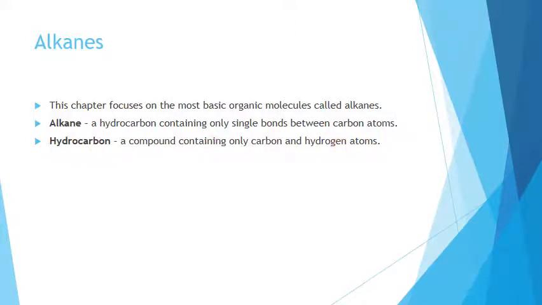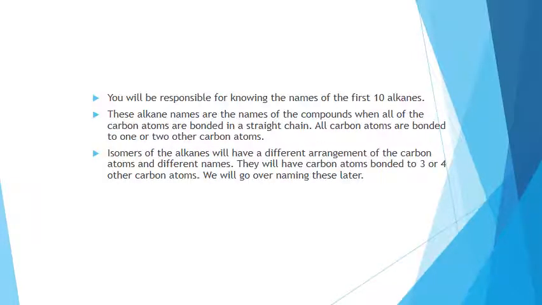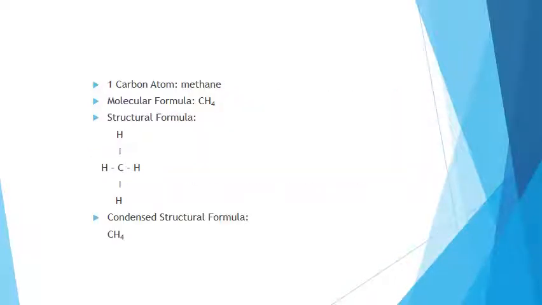Again, hydrocarbon here. All right, so let's get started. Alkanes are described as being saturated. So here you go, this is the definition, and you'll see it more. We'll also see that there will be different alkanes, and a lot of the alkanes will have isomers. You're going to be responsible to know the first 10, and let's just get to that. So the first alkane is called methane.